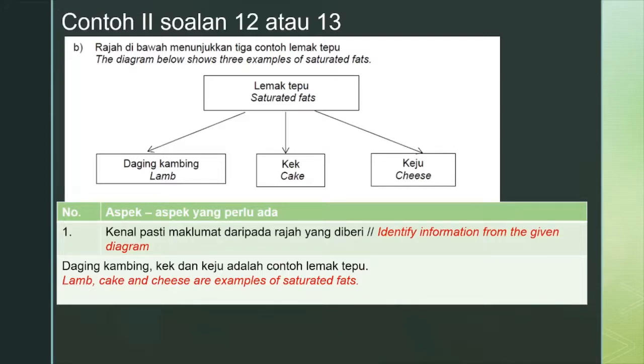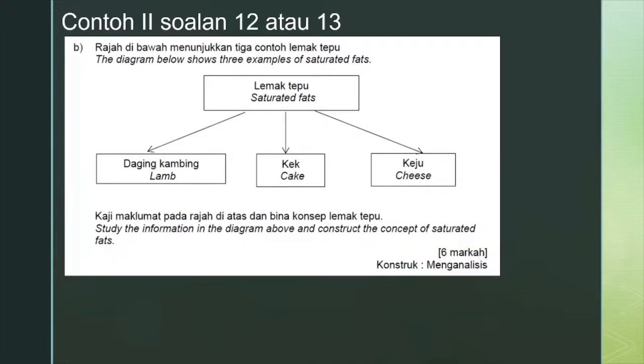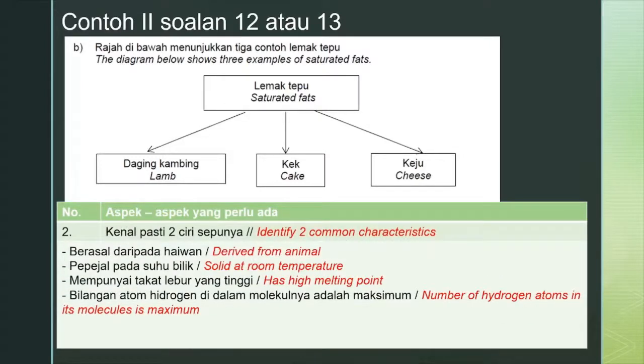Kena pasti maklumat. Baik, kita teruskan dengan aspek yang kedua. The second aspect, kenal pasti dua ciri sepunya. Identify two common characteristics. So cikgu berikan ciri sepunya, ada 4 di sini. So I have given four common characteristics here. So you can choose either two. Kita boleh pilih.